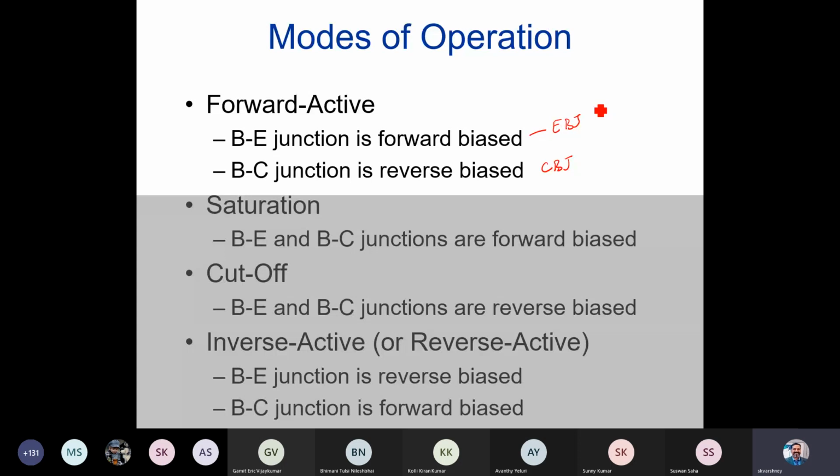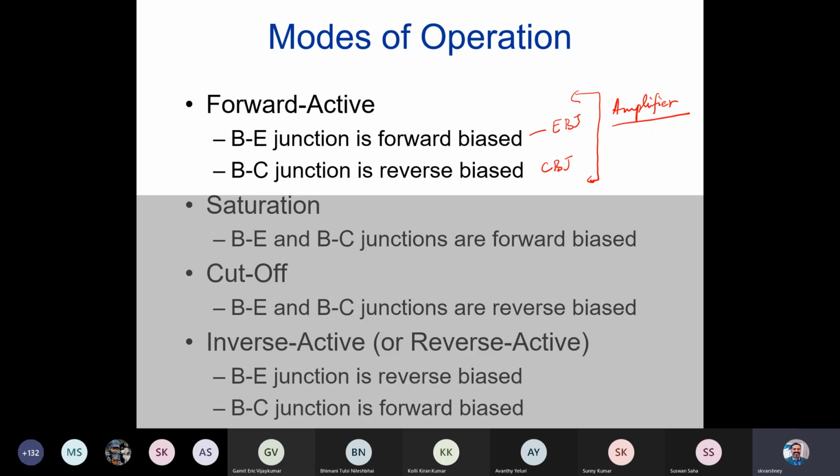This mode we call the forward active mode, and this is the mode which is desired for making the BJT into an amplifier. So this is basically used to achieve amplifying action and create an amplifier.